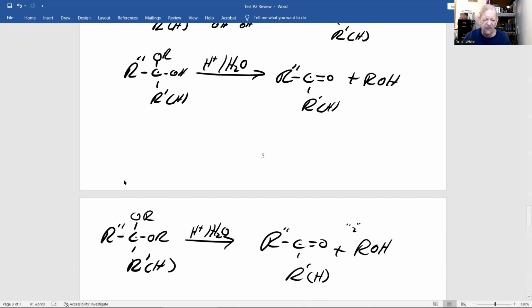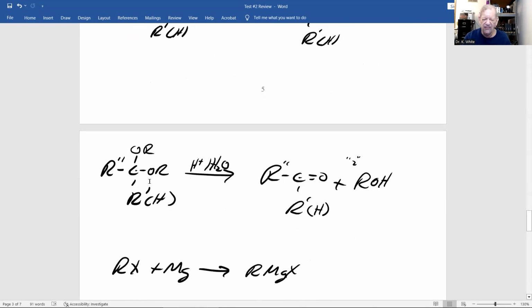This reaction, this one right here, I will never give a synthesis problem. That's cruel, unusual punishment. I think the Supreme Court still has outlawed that. Maybe not, but I think so.